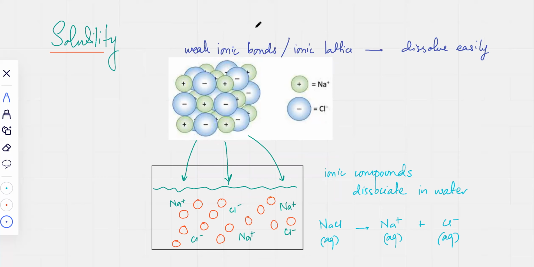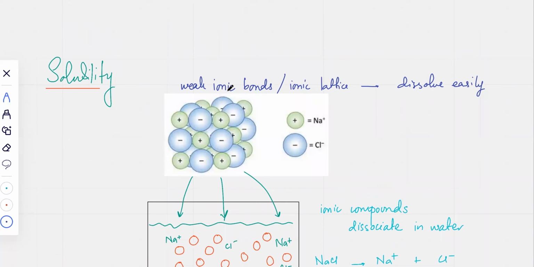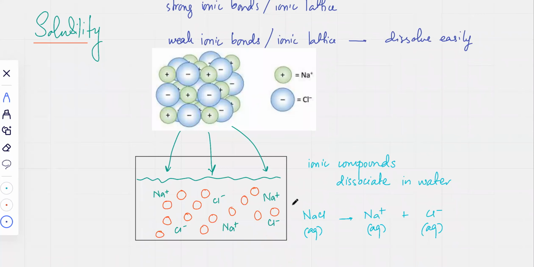So the point is that if the ionic lattice is really weak, it can dissolve easily. The ions can get scattered easily. But on the other hand, you can have a very strong ionic lattice, something that has very strong ionic bonds. The table salt that you have at your home has weak ionic bonds. You can even break it with your hands. You can crush it. So the lattice is not that strong, and when you vigorously stir with a spoon, the ions all scatter.